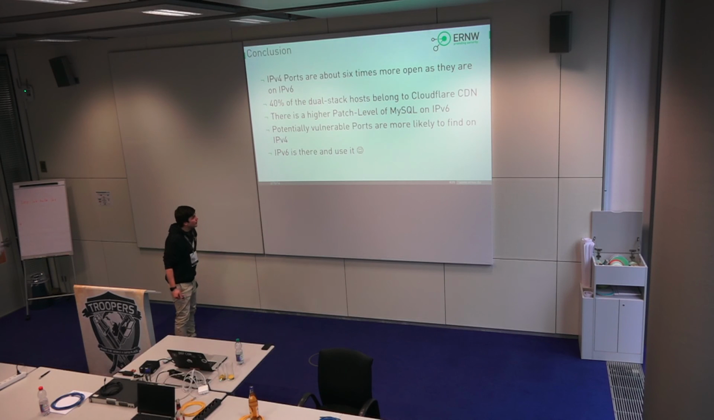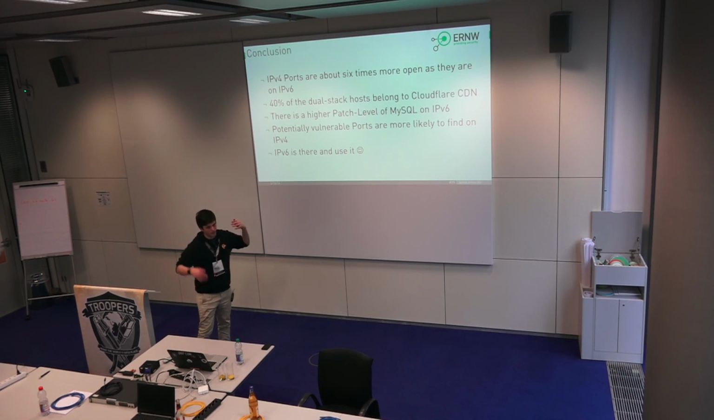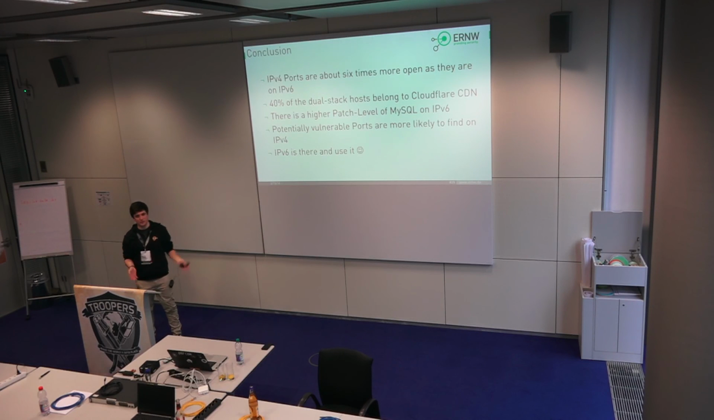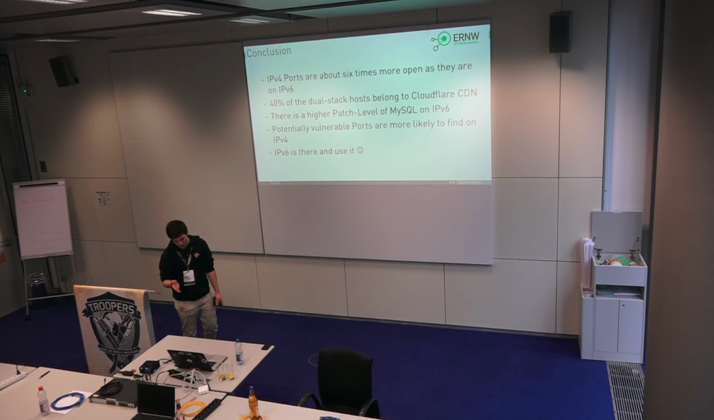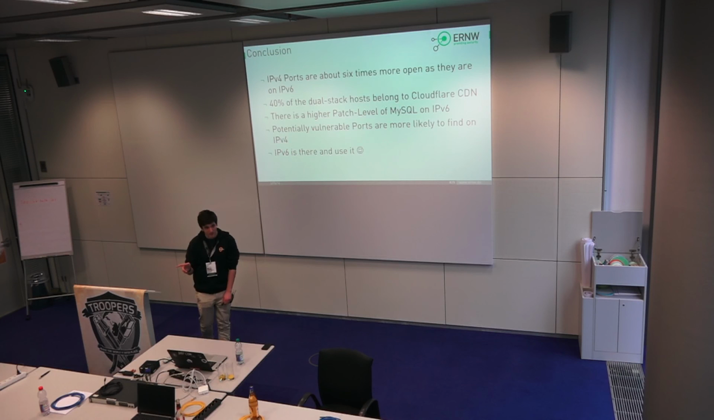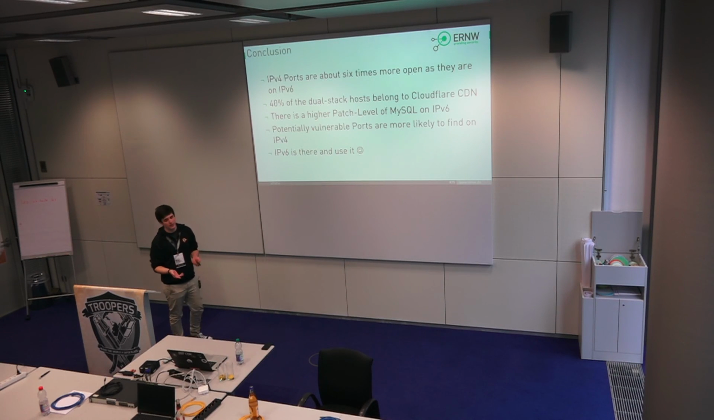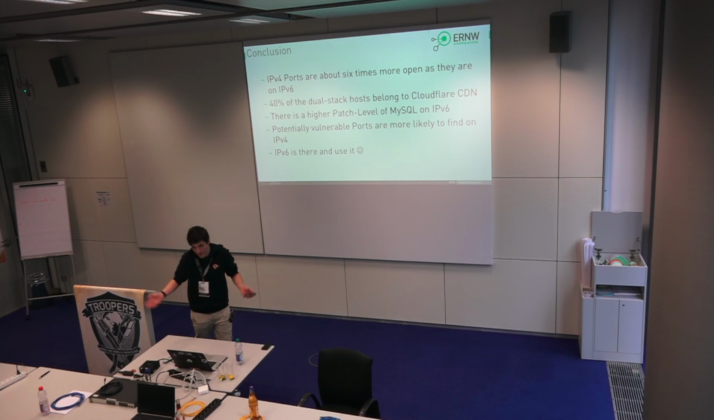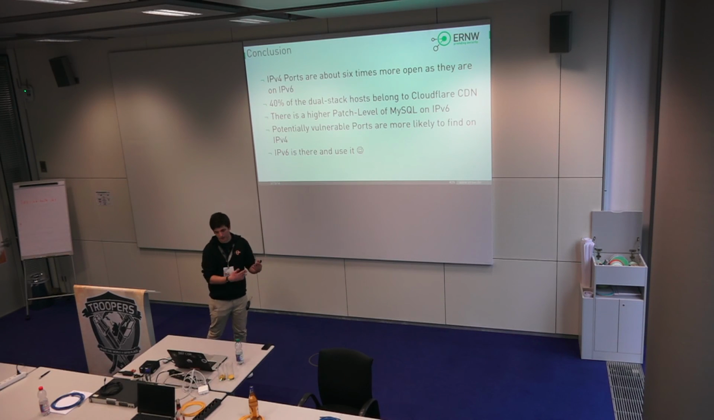Potentially vulnerable ports are more likely to be found on IPv4, which I showed you in the other slide. And I would say IPv6 is there, and I think you should use it. Because from what we saw here, the top most visited websites did a good job. I would say there is more of a problem in IPv4 than in IPv6, because most of them did a good job in IPv6, but not in IPv4. It's weird. Maybe on IPv6, they rethought what should be public and what shouldn't.